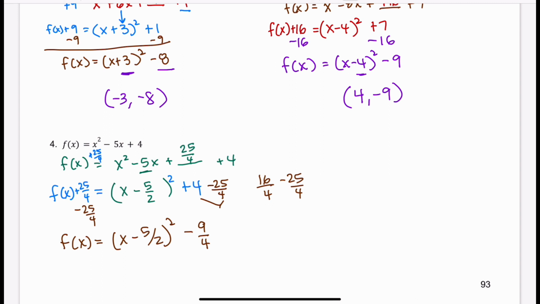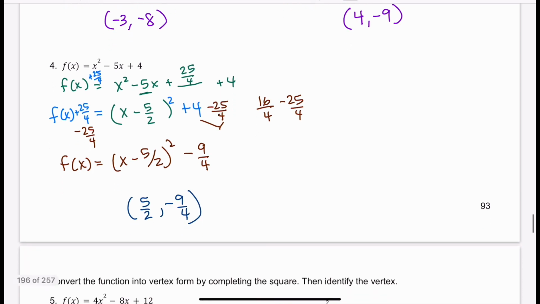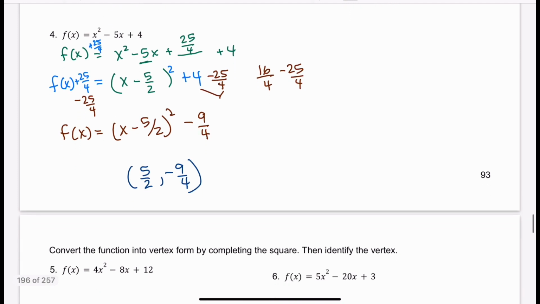Okay, so we're going to have the vertex. Remember, it does the opposite inside the parentheses, so it's going to go in the positive direction, 5 over 2, and down 9 over 4. So sometimes we get a fraction for our vertex. It's not a super nice number, but we can do it. It's okay.